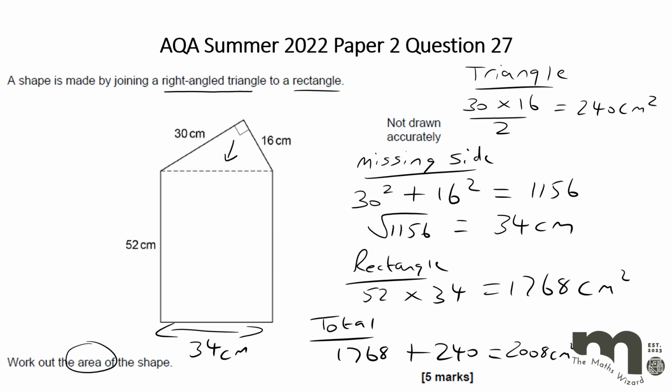So on to questions like this, there obviously is a lot to do, as indicated by the 5 marks. Some little tips for you: every time you do a new step, do a new line. Also use little labels to help you. So you'll notice here I've written that that's the triangle there, that's the missing side there, that's the rectangle there, and that's the total. This will help you to ensure that you don't miss any part of the problem, and also it will make sure that you don't mix up any important pieces of information.